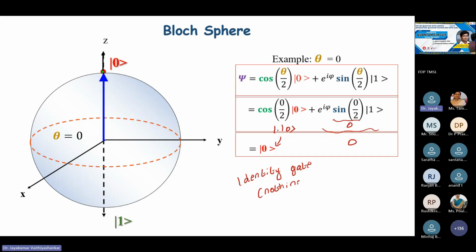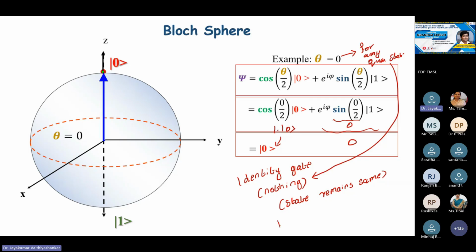It will do nothing. So if you apply theta equal to 0 for any quantum state, what happens? It will do nothing. The state remains the same. So it is like a pause button. Suppose you want to do nothing with your quantum state, then you can use this technique: apply theta equal to 0.